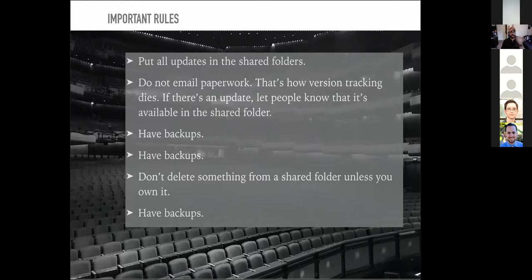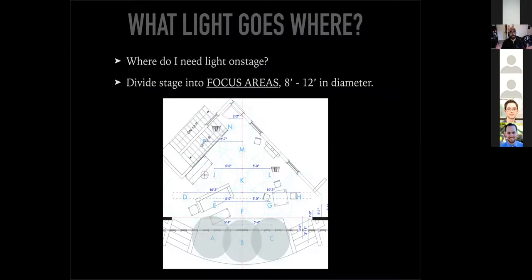Okay, so let's dive in a little bit deeper. What light goes where? Again, this might be some repeat information for some of you, but hopefully not for everybody. So this is the first thing in determining what goes into a light plot, right? Is figuring out where I need my lights to go, where do I need to put them and where are they going to point. So the first thing I do is I figure out on my stage how I can divide that stage up into focus areas. So my focus areas are typically anywhere between 8 to 12 feet in diameter.